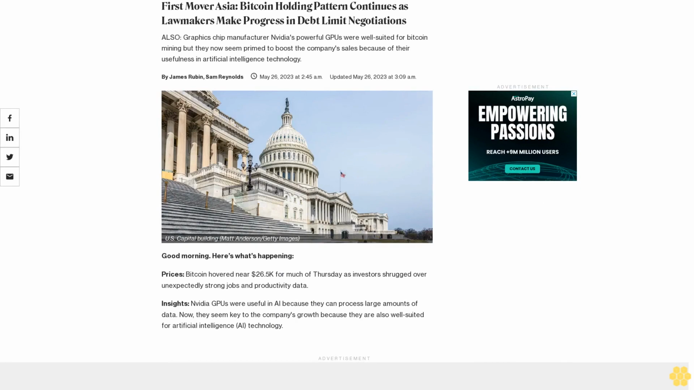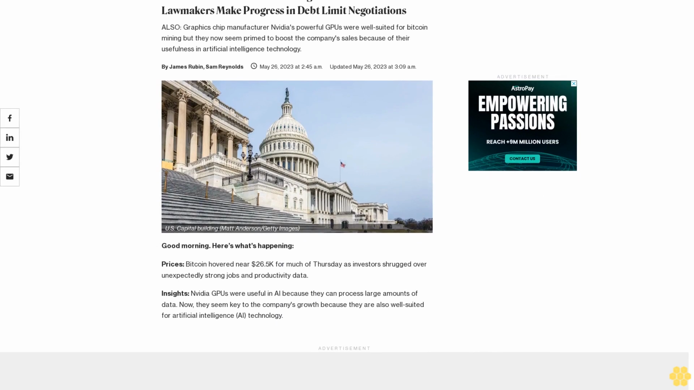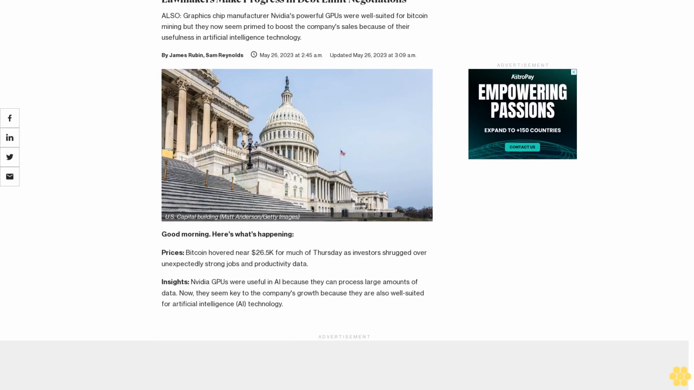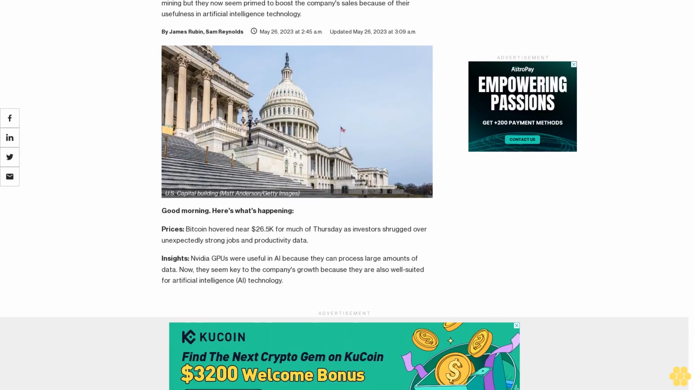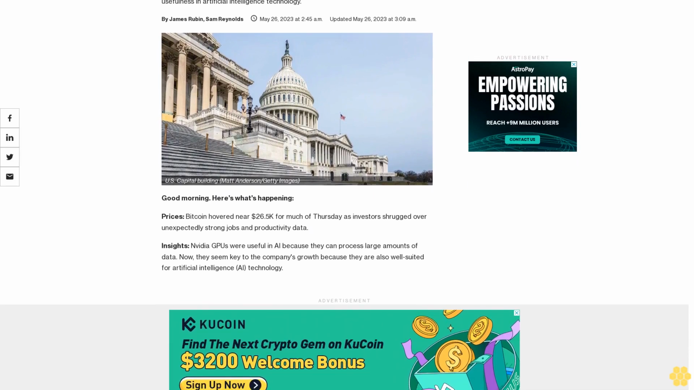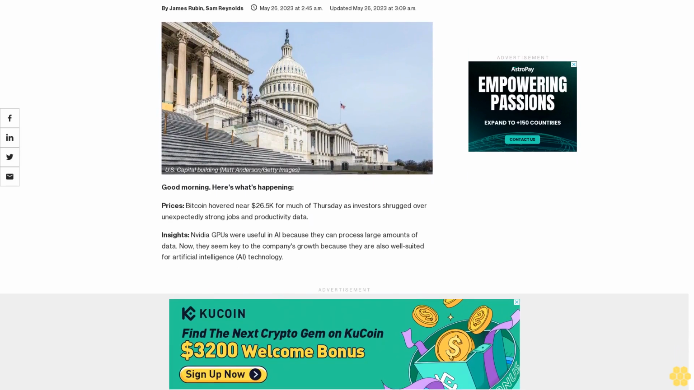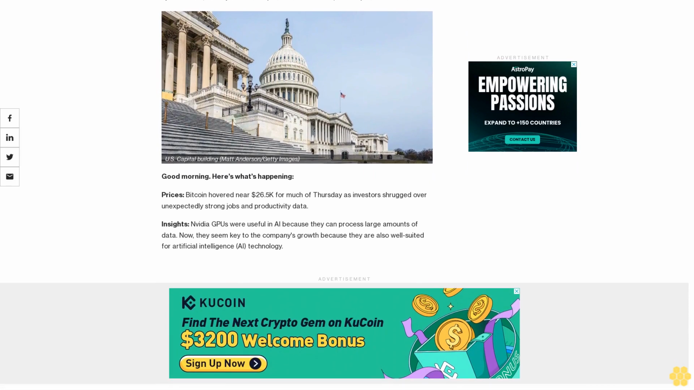First Mover Asia: Bitcoin's holding pattern continues as lawmakers make progress in debt limit negotiations. Also, graphics chip manufacturer Nvidia's powerful GPUs were well suited for Bitcoin mining, but they now seem primed to boost the company's sales because of their usefulness in artificial intelligence technology.